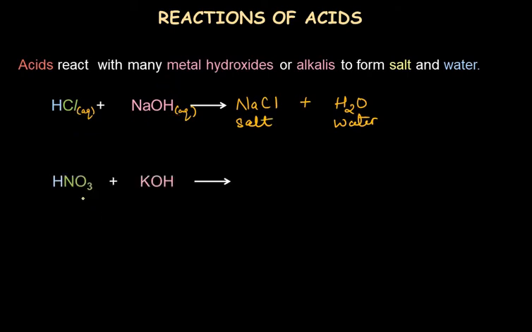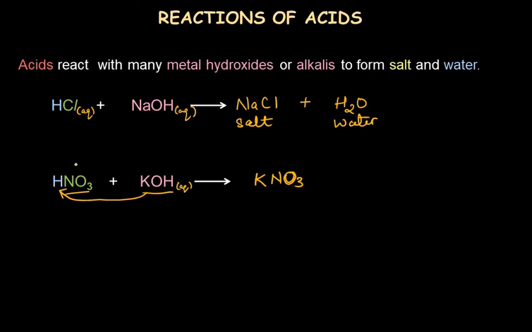Now if we take another example of nitric acid reacting with the alkali potassium hydroxide, then again the metal here is potassium that will replace the hydrogen from the acid. So what will be the salt formed? Nitrate salt will be formed from the nitric acid with the metal potassium. So potassium nitrate will be formed. Let's check the formula. The formula is again correct, KNO3.